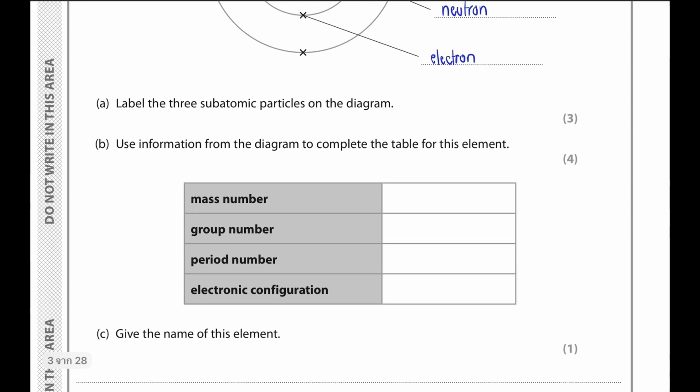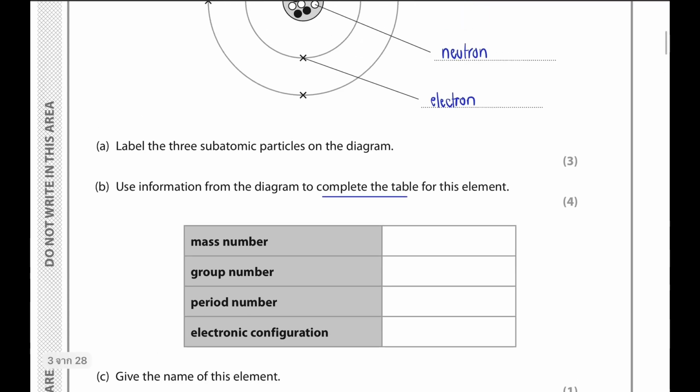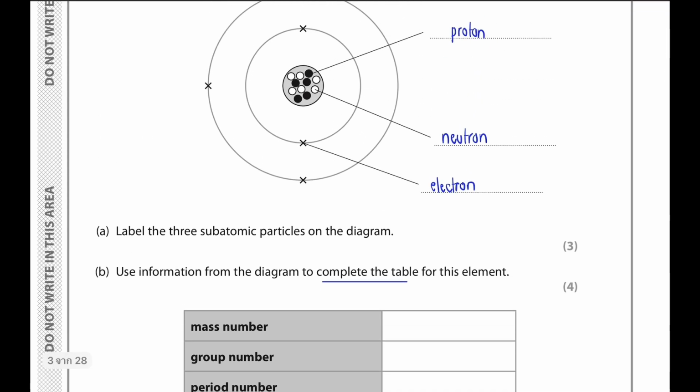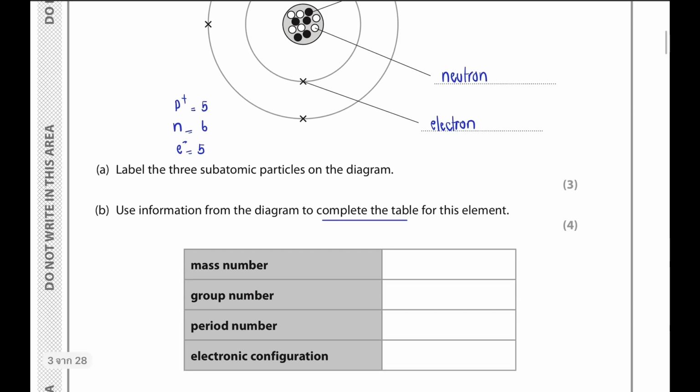Then question B. Use information from the diagram to complete the table for this element. Mass number. So we have proton equal to 5. Neutron equal to 1, 2, 3, 4, 5, 6. Neutron equal to 6. And electron also equal to 5. So mass number is the number of protons plus number of neutrons. So it is equal to 11.